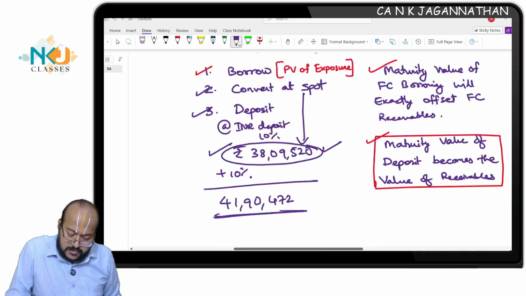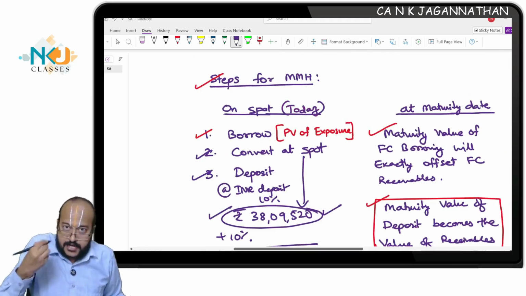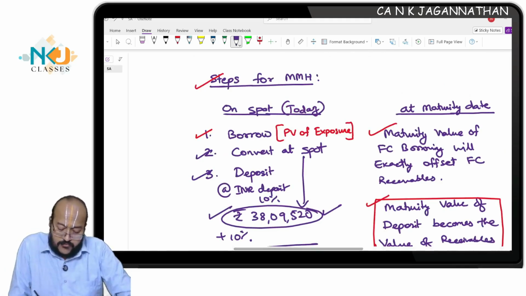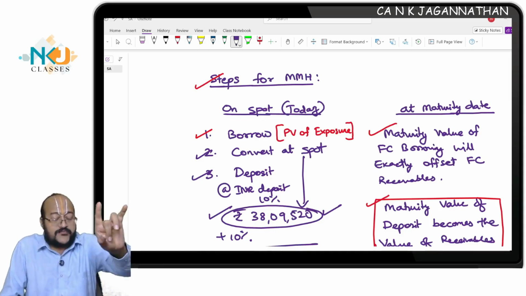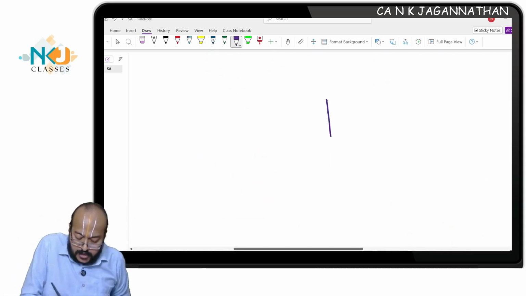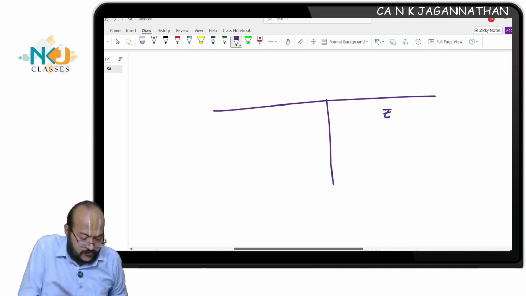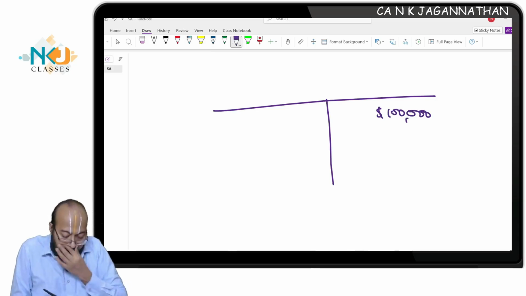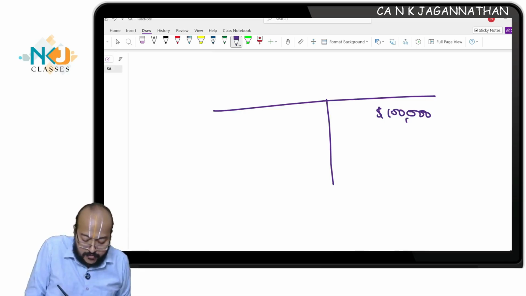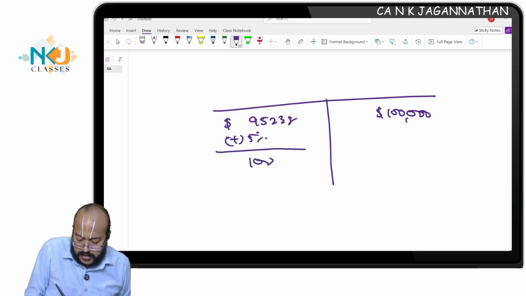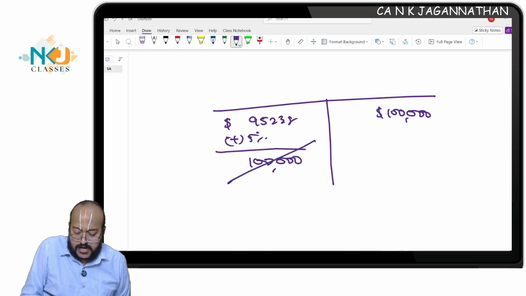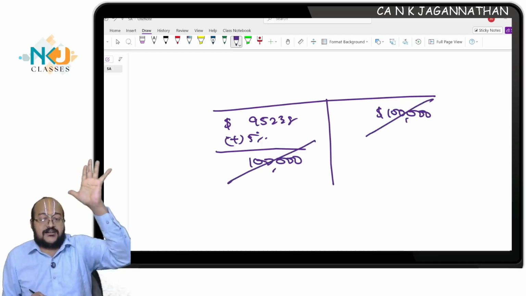Now see what happens on the date of maturity, that is after 1 year. The maturity value of the foreign currency borrowing will exactly offset the foreign currency receivable. Very simple. What you did initially, this was the balance sheet. You have a receivable of $1 lakh. Here you created a foreign currency liability, which means you borrowed 95,238. After 1 year, plus 5% interest, it matured to $1 lakh. After 1 year, this 1 lakh liability and asset get cancelled.